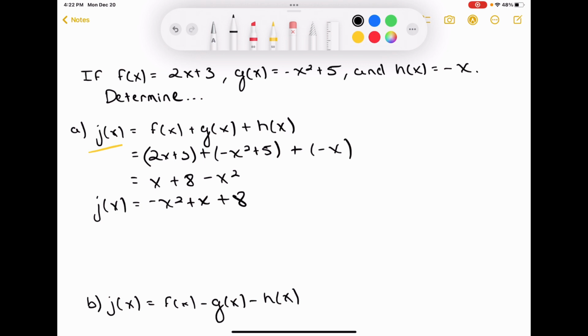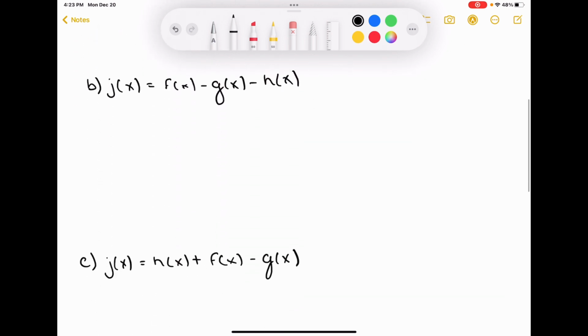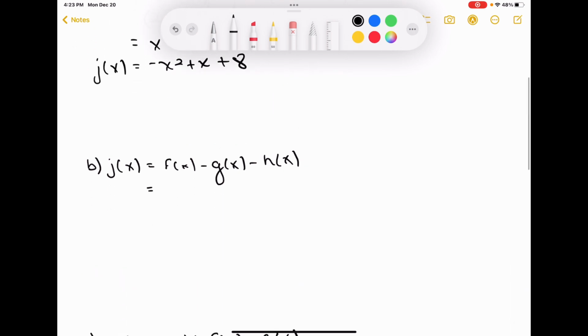Now, we could always factor this, but in this case, we just want to determine whatever the composite function is. If we look at example B, we're going to do the same thing, except what we notice is that we're going to be subtracting to make j of x. So if we go to this example here, we have, first of all, f of x was equal to, from above, 2x plus 3.